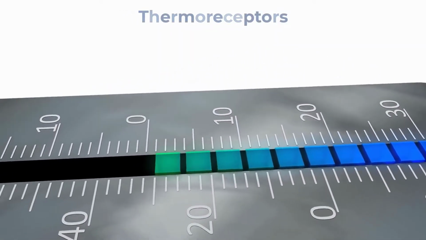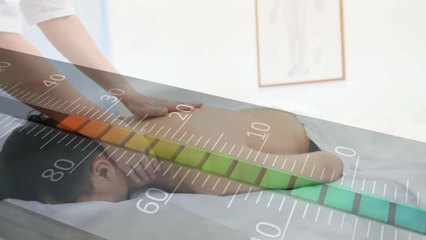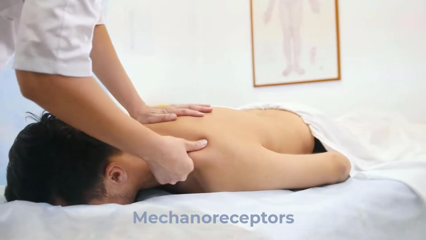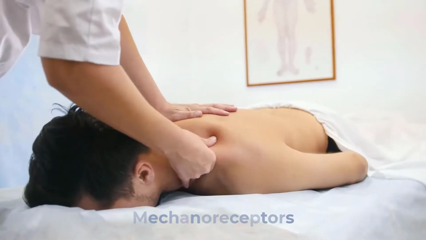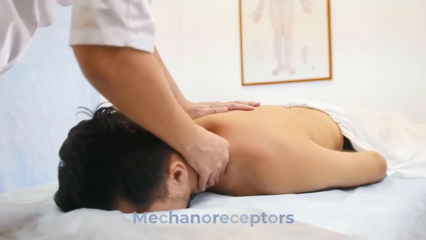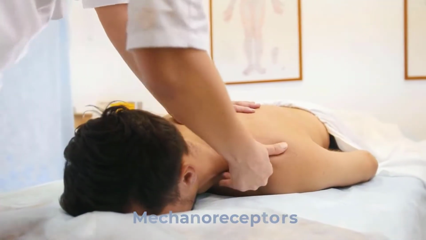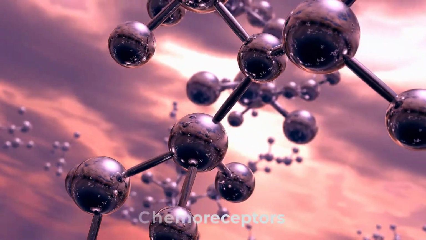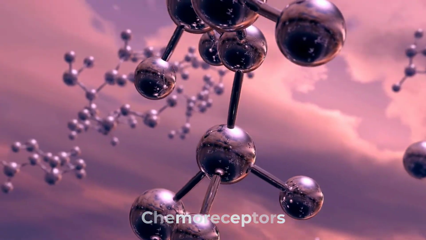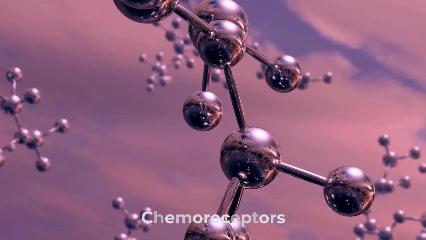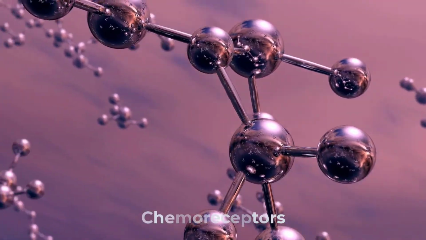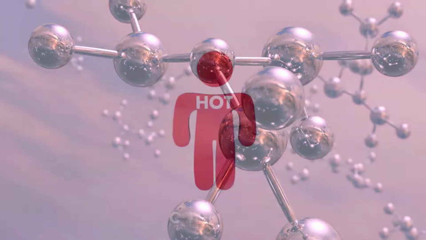Thermoreceptors respond to changes in temperature. Mechanoreceptors are stimulated or inhibited by physical distortion, contact, or pressure on plasma membranes. Chemoreceptors monitor the chemical composition of body fluids and respond to the presence of specific molecules.